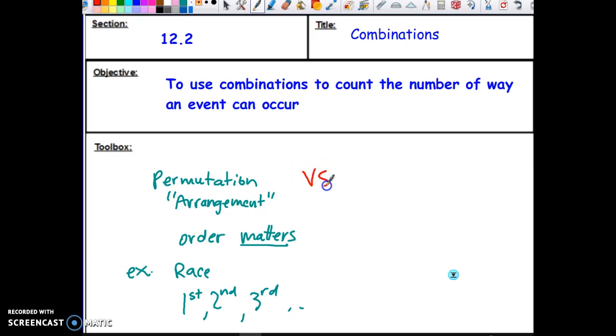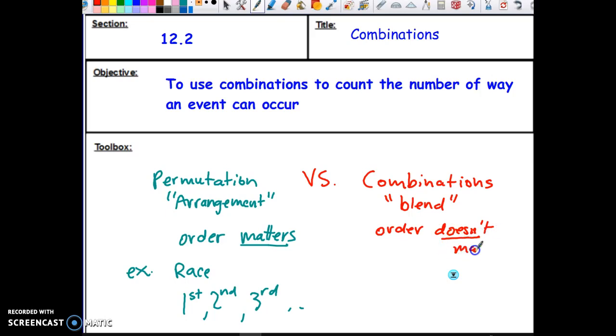Now, today we're going to talk about another type of way to arrange things, but in this case, in combinations, the order does not matter. So I use the word blend for combinations because order doesn't matter. I use the word blend because a blender is a great example of a combination.